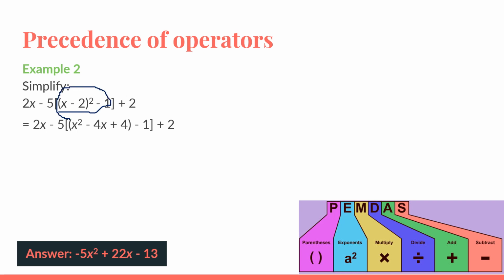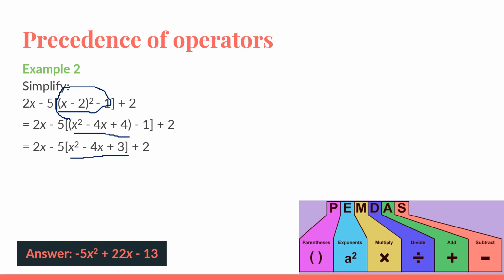So x minus 2 squared is an algebraic term that requires expansion. So expanding x minus 2 squared will give us x squared minus 4x plus 4. Okay, this is equivalent to x minus 2 squared. After this, we will need to simplify the terms inside the bracket with -1. So we are still dealing with the parentheses first. And after combining x squared minus 4x plus 4 minus 1, so that gives us x squared minus 4x plus 3.